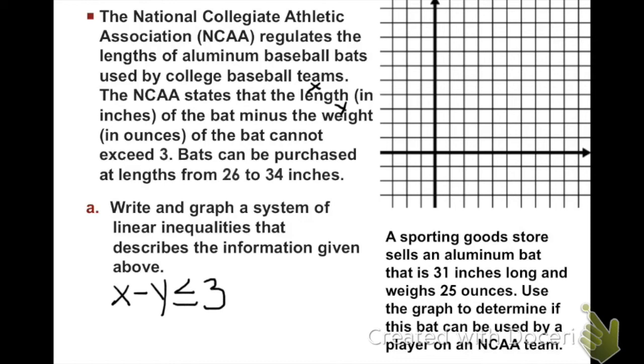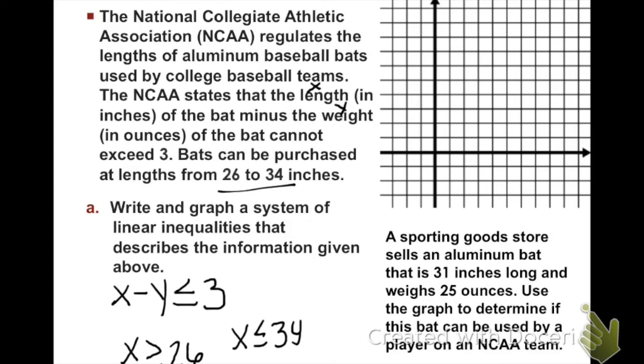And bats can be purchased at lengths from 26 to 34. So x is greater than or equal to 26, and x is less than or equal to 34 for it to be within this range. That would be our system of linear inequalities.